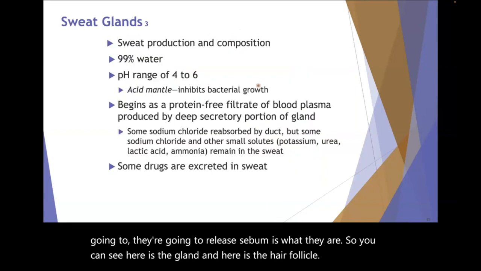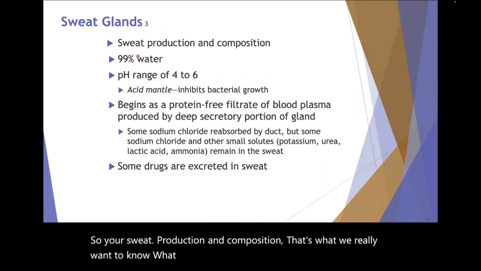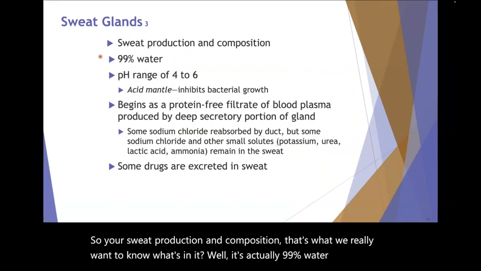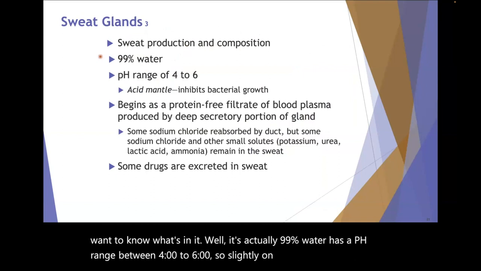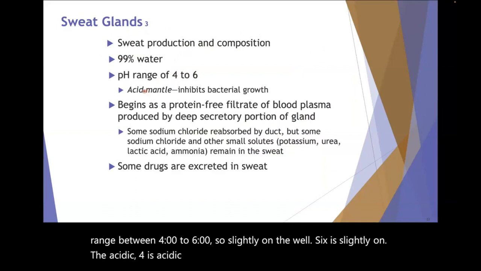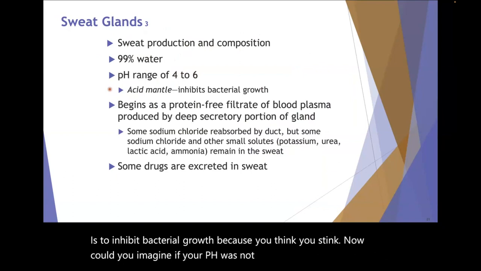Your sweat production and composition, that's what we really want to know. What's in it? It's actually 99% water. It has a pH range between 4 and 6, so 6 is slightly acidic and 4 is acidic. The purpose of that acidic nature is to inhibit bacterial growth, because you think you stink now. Could you imagine if your pH was not acidic and it really let bacteria grow?